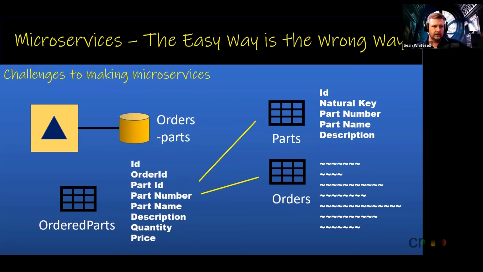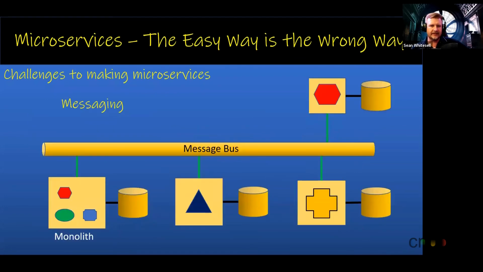Now, how? Because I hear the questions rumbling inside the brains right now. Yes, but if there's duplicate data, how do you keep them in sync? How do you get that one bit of data to multiple microservices? That's where messaging comes in.